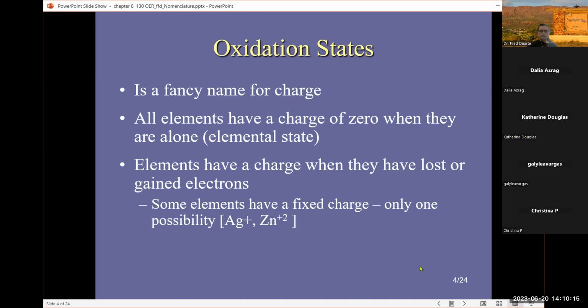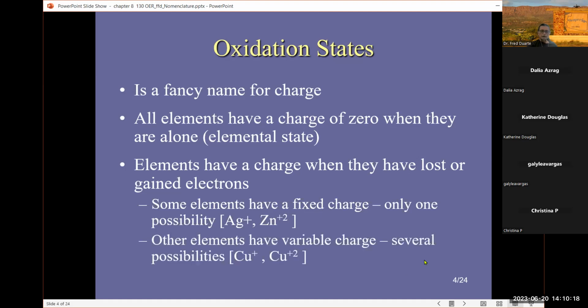Okay. Now, some elements have a fixed charge. So there's only one possibility. I'm going to give you some examples where other elements have a variable charge. For example, copper can exist either as a +1 or a +2. Another example is iron. Iron can exist as a +2 or a +3. So it becomes a little bit ambiguous. And the question is, how do we distinguish between a copper +2 and a copper +1 or any of the other ones? Because we're going to learn that the group B, the transition metals, can have multiple different oxidation states / charges.